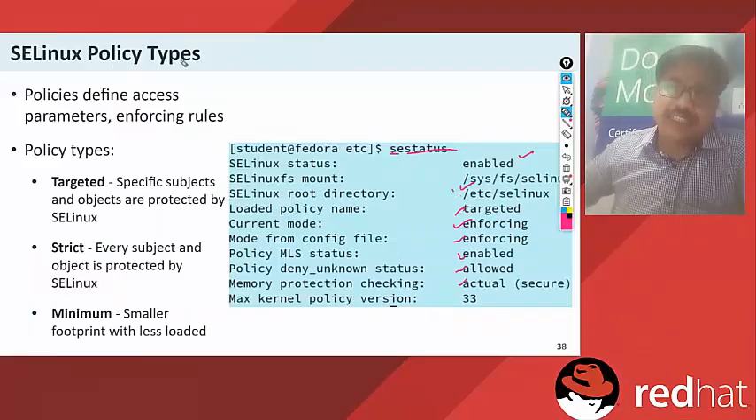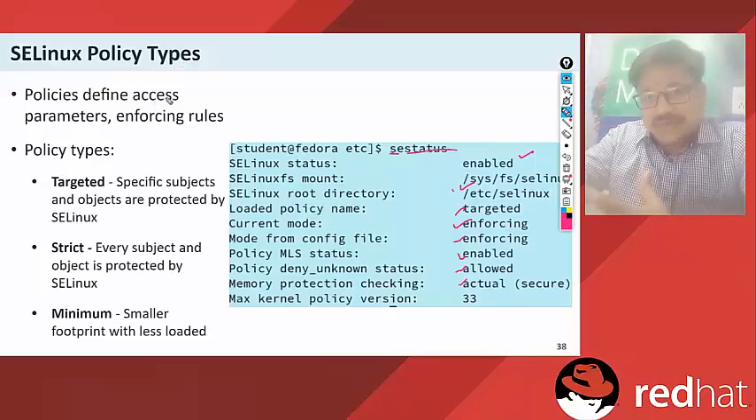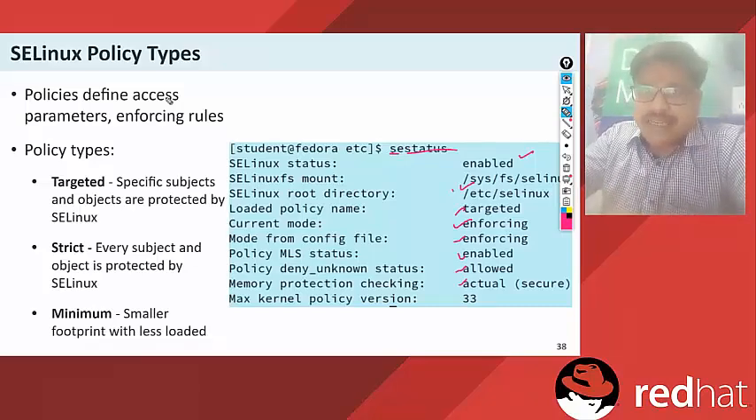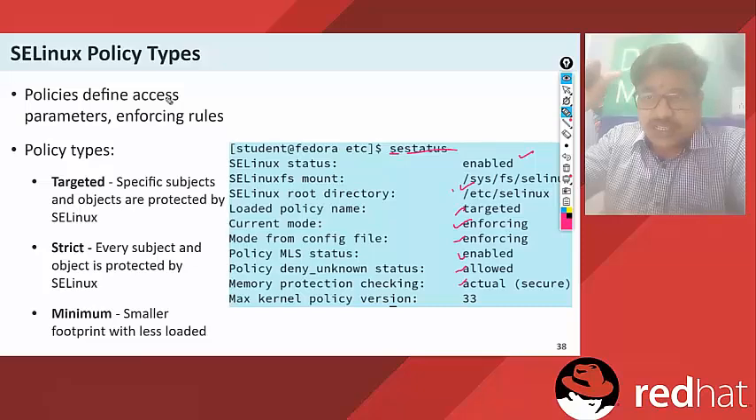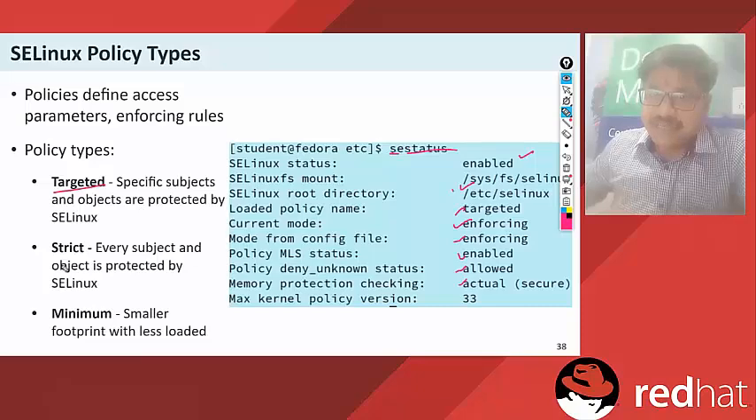So what are the policy types? When we want to discuss policy types, it is necessary to understand the policies first. What are policies? Policies define the access parameters and enforce the rules. Two things: first is defining the access parameters, another is enforcing the rules. There are three types of policy: targeted, strict, and minimum.